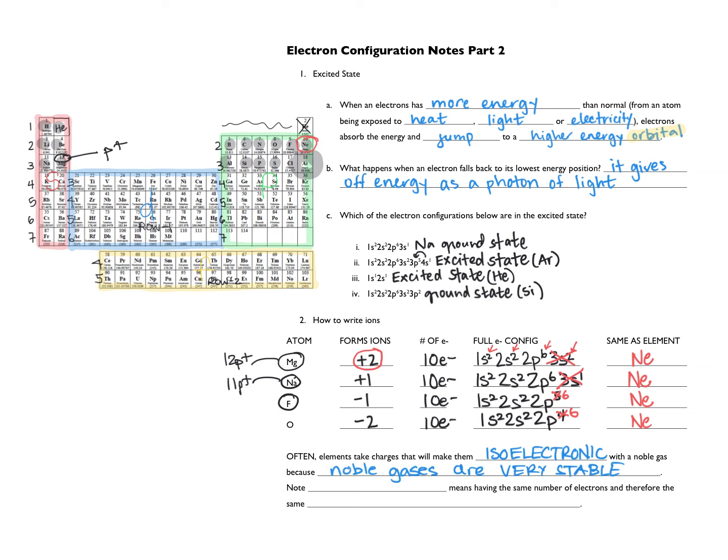This happens a lot. Often elements are going to take charges that will make them isoelectronic with a noble gas. That means that it has the same electron configuration, or the same number of electrons, because everything with the same number of electrons will have the same electron configuration. And it'll be isoelectronic with a noble gas, because noble gases are really, really stable. So because noble gases are very stable, atoms are going to gain or lose electrons to make them like those noble gases and have the same electron configuration as those noble gases.